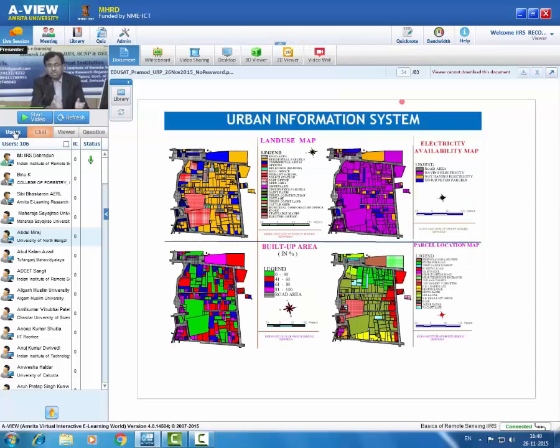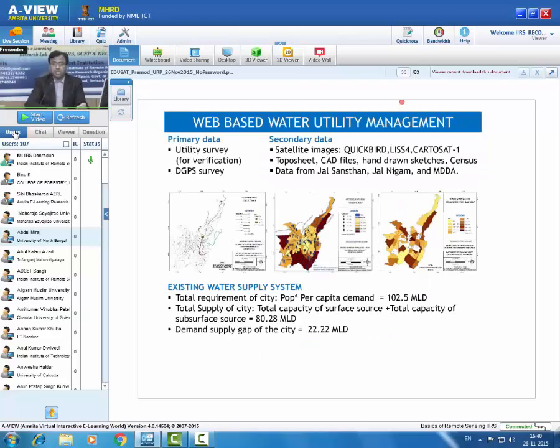Now that the city is growing, there is always pressure on the services. When the pressure is there, and also in the context of the smart cities, now people are talking about how to make the services better, or in the context of the AMRUT program. So one can generate various kinds of information systems. This slide shows one of the information systems for the urban areas: where the electricity is available, what is the percentage of the built area, what kind of land use is in practice within the urban area. So this way, several kinds of information systems can be generated.